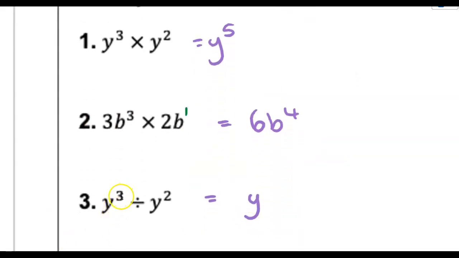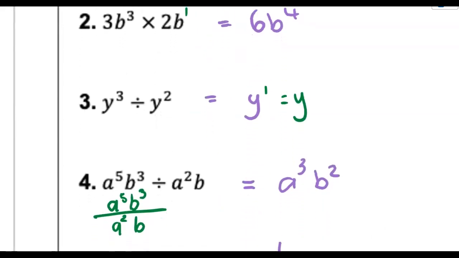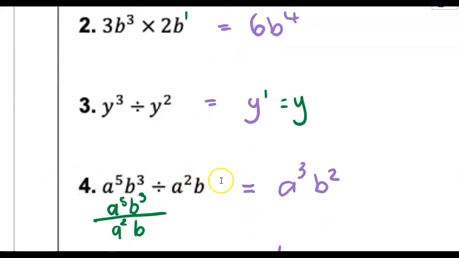Question 3. y to the 3 divided by y squared. So same base. We go 3 minus 2, which gives us y to the power of 1, which we then write as just y. Number 4. Now remember with these, we can also write them when they're divided by writing them as a fraction. So if you prefer to do that, that's fine, because as we progress through the course, most of our questions will be written in this format. Okay, but let's just look at it without that format to start with.